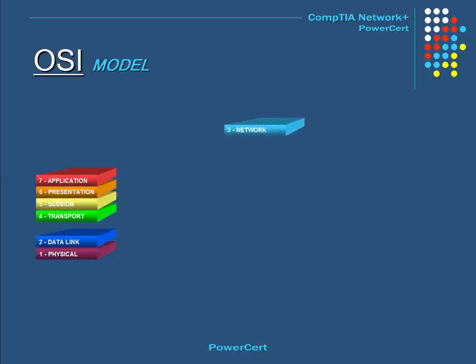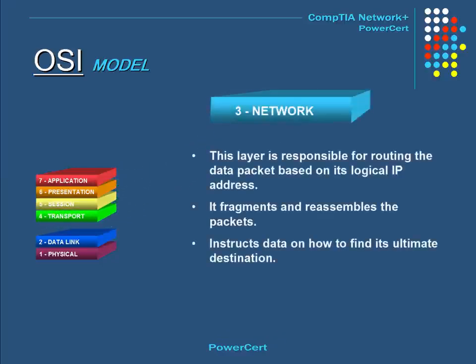The network layer is responsible for routing the data packet based on its logical IP address. It fragments and reassembles the packets, and it instructs data on how to find its ultimate destination.